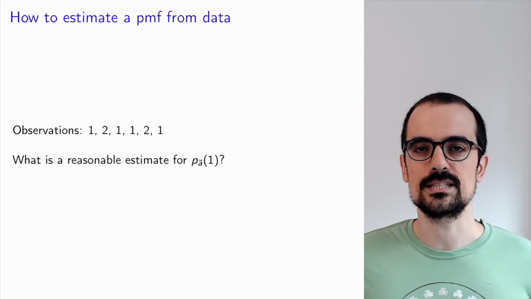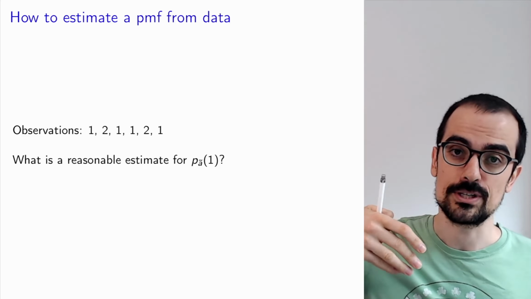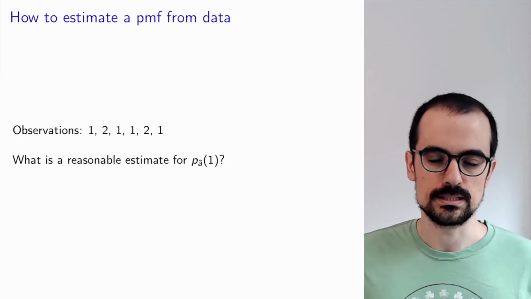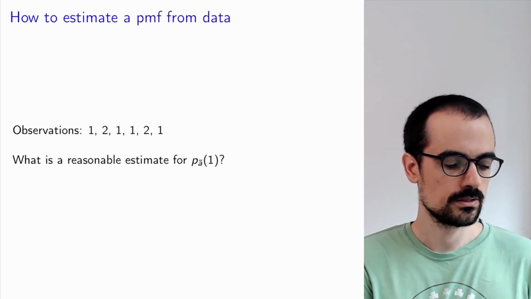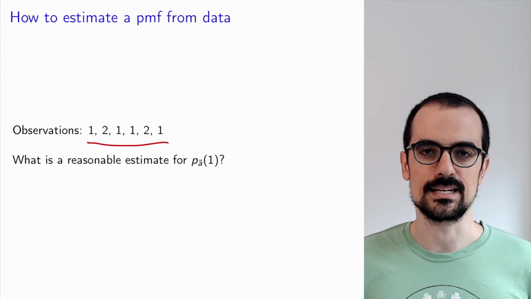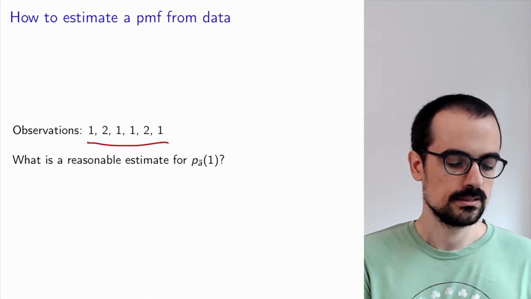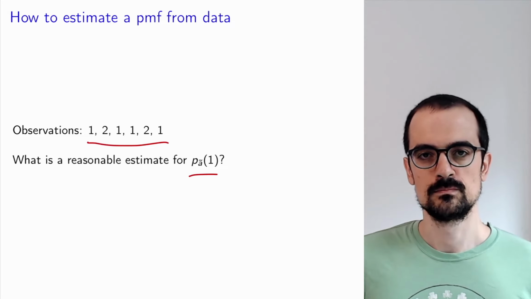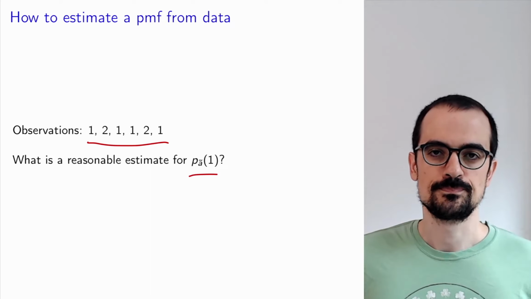Okay, so how do we estimate a PMF from data? We're going to see two main ways, the non-parametric method and the parametric method. This is the non-parametric method. So imagine that you have a discrete quantity that you want to model, you model it as a discrete random variable, and you have some data and you observe that the quantity can take these values. What is a reasonable estimate for the PMF at 1? Maybe pause the video and think about this for a moment.